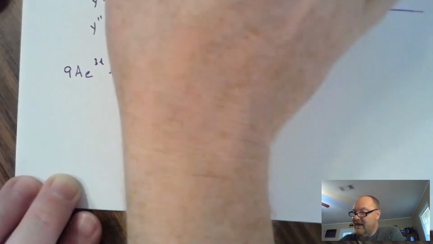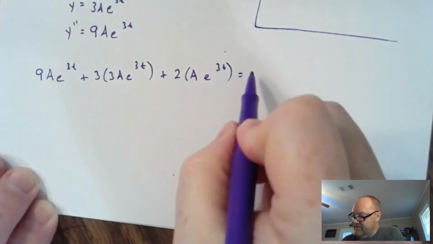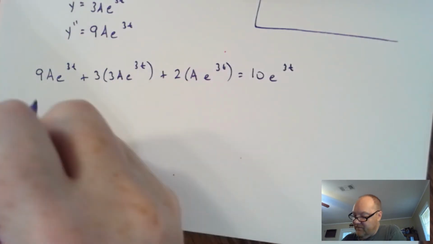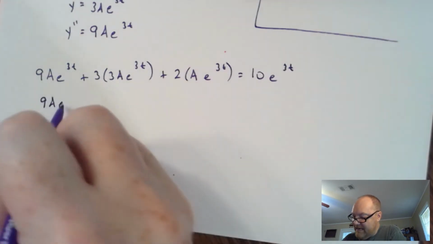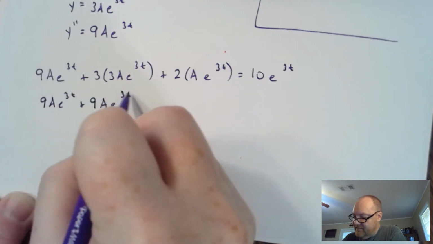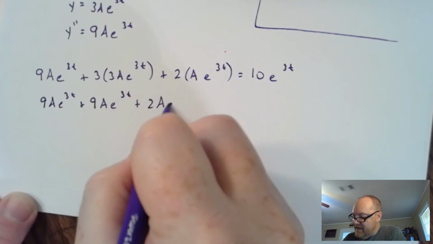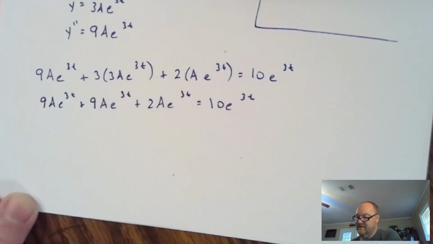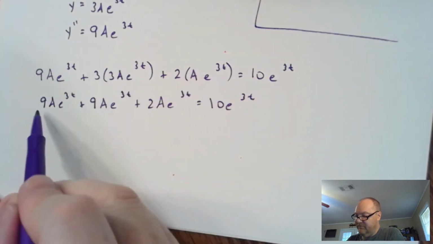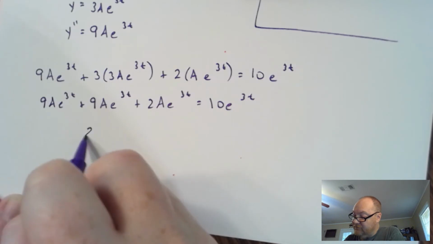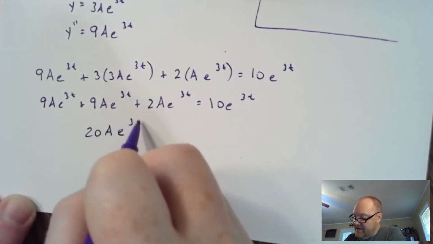And I want all of that equal to, my apologies for the shift, 10e^(3t). So let's simplify and see what works out. So I have a 9e^(3t) plus another 9ae^(3t) plus a 2ae^(3t), all equal to 10e^(3t). And all of these are like terms, so I can combine. So 9 and 9 is 18, plus 2a is 20a e^(3t).